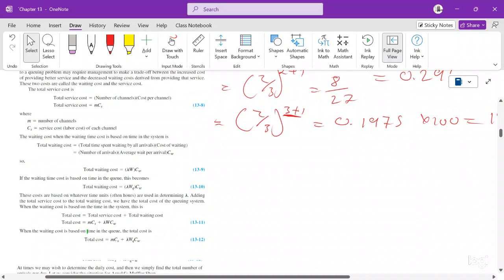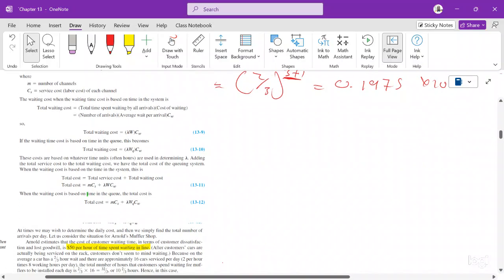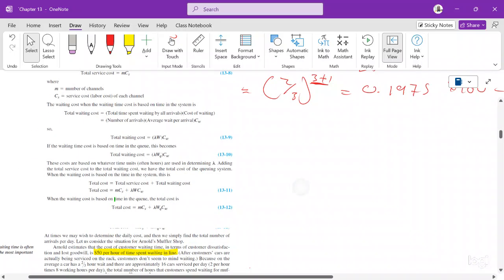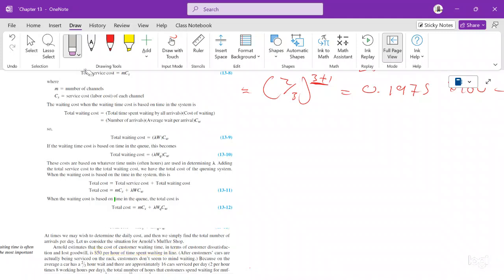Okay, now we have cost formulas. Obviously, when you wait in the queue, there is a cost. There is a cost. Remember that. Waiting in the queue, there's a cost, and you might easily lose a customer. They might go for another competitor. So you can't keep them forever on the queue. So you need to know how much you are losing.